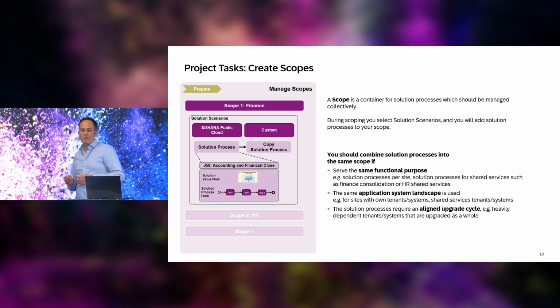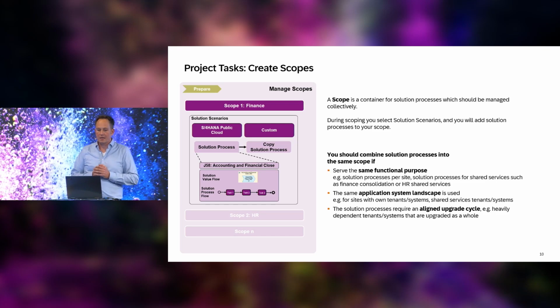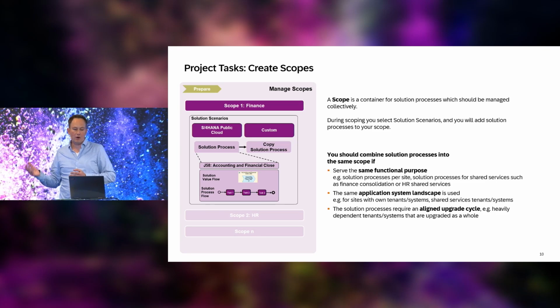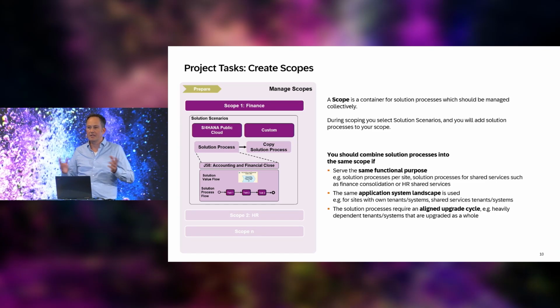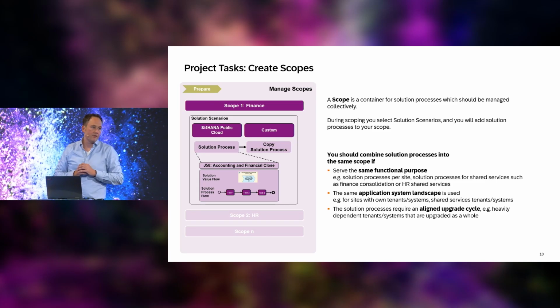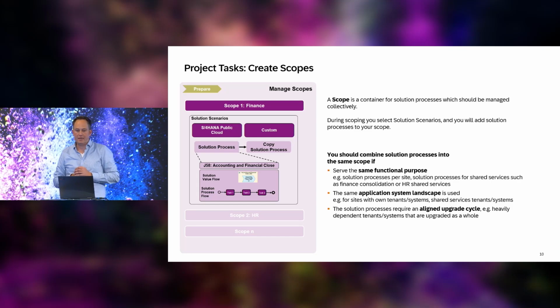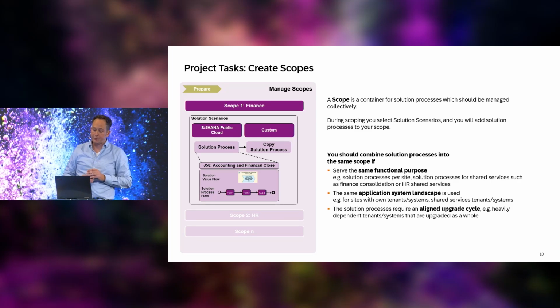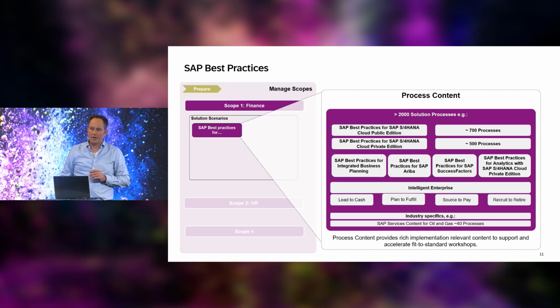Second, as mentioned, you can pull in custom processes you create via copy, and based on that, create one or multiple scopes for one or multiple dedicated projects. Just to give you an idea, what is the content you can look at there?